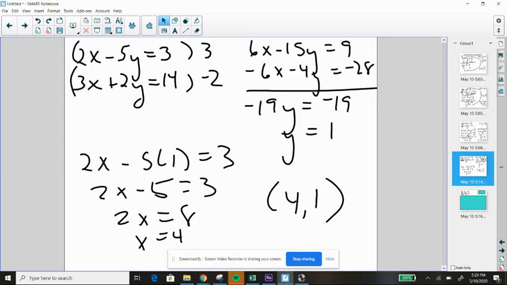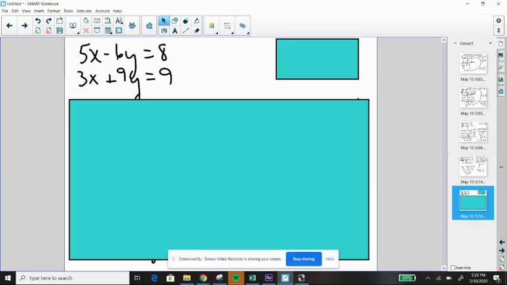And again, if you want to check it, plug it into the second equation and you would get 12 plus 2 is 14. You know you did it right because if it works in both equations, you found the right answer. So now you go ahead and you try one. Pause your video.